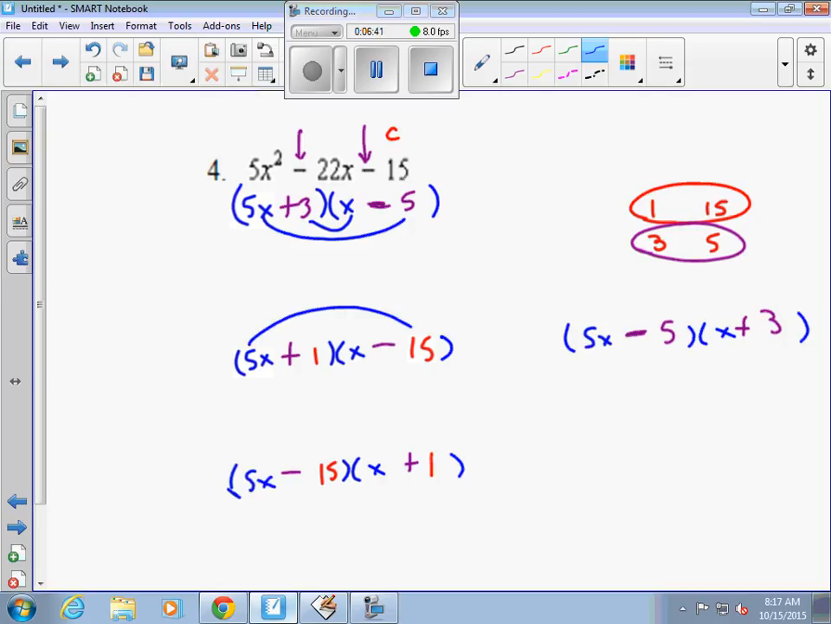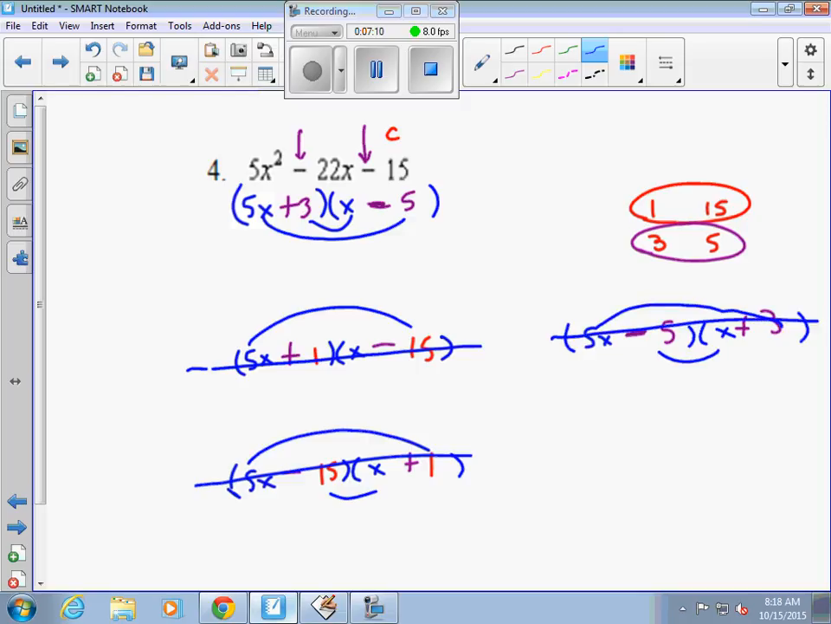5x times negative 15, 5 times 2 is 30. 5 times 4 is 60. 5 times 5 is 75. Notice that number, 75, is way bigger than 22. That one doesn't work. 5 times 1 is 5, and 15 times 1 is 15. 5 and 15 is only 20. That's not 22. That doesn't get us there. Again, 5 times 3 is 15, and 5 times 1 is 5. Again, that's only 20. So the only pair that works is 5x plus 3 and x minus 5.